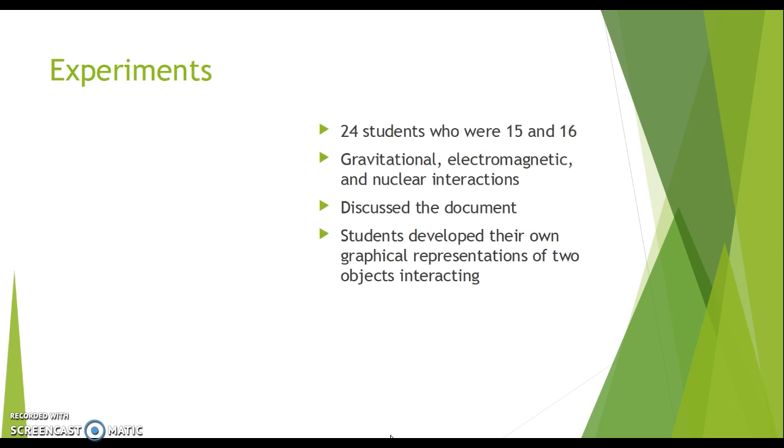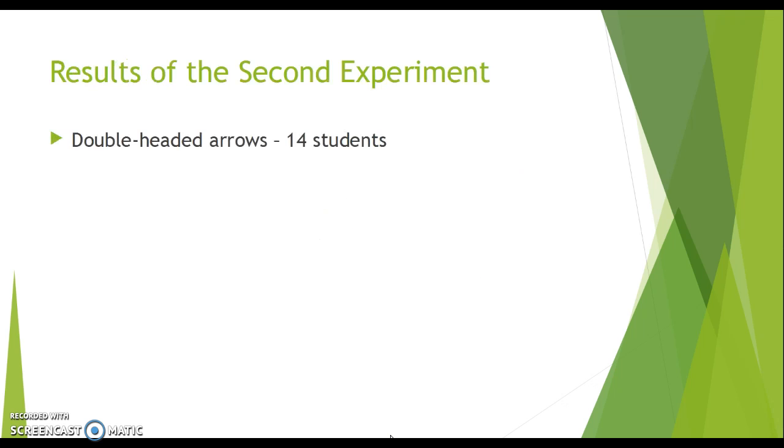The second experiment was done on 24 students who were between the ages of 15 and 16 years old. They were given a document discussing gravitational, electromagnetic, and nuclear interactions. After the document was discussed with the students, they were asked to develop their own graphical representations of 2 objects interacting. 14 of the students used lines with double-headed arrows to represent 2 objects interacting.